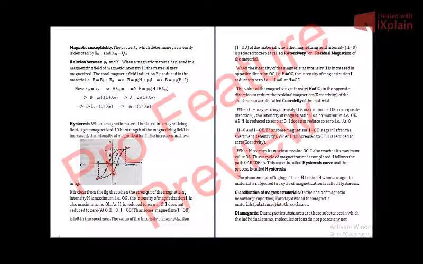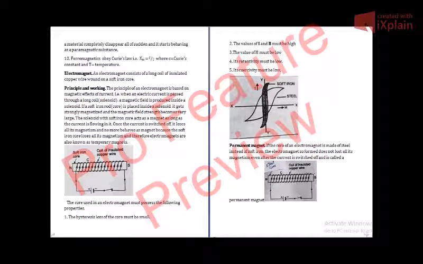Then there is another topic, that is classification of magnetic materials. This we will discuss in the next class. But today we have one more part of this class, that is we are going to discuss electromagnets. What are permanent magnets and what are electromagnets?